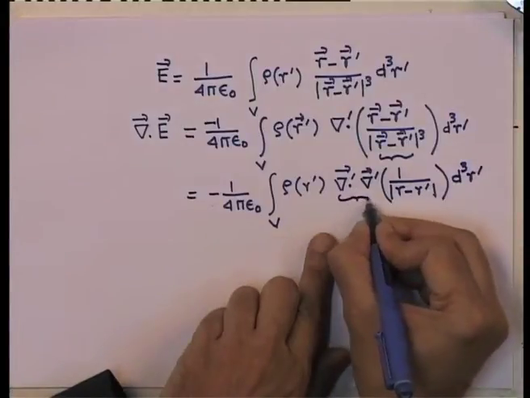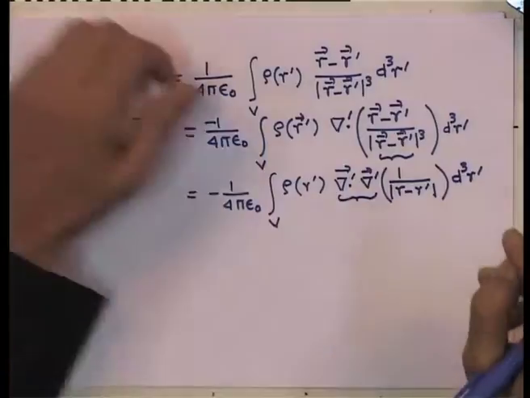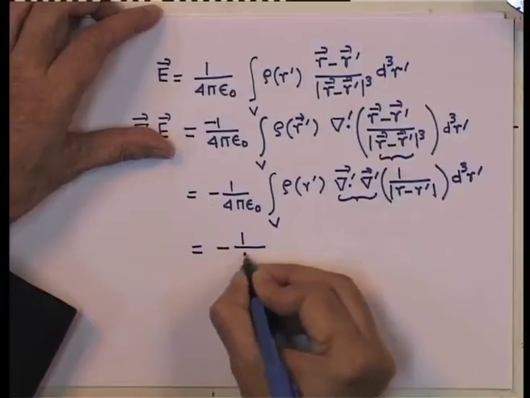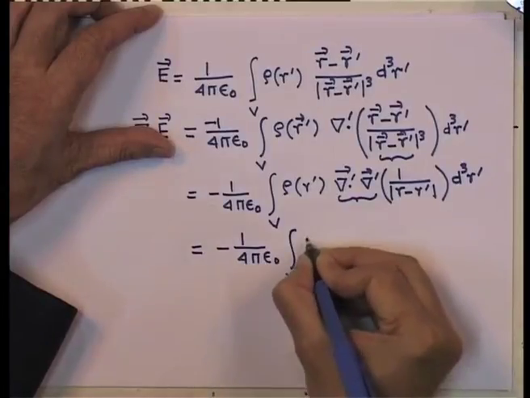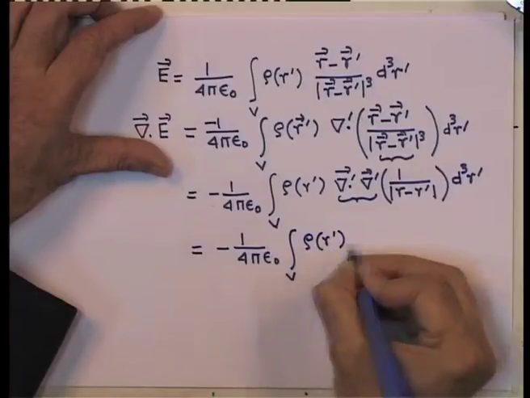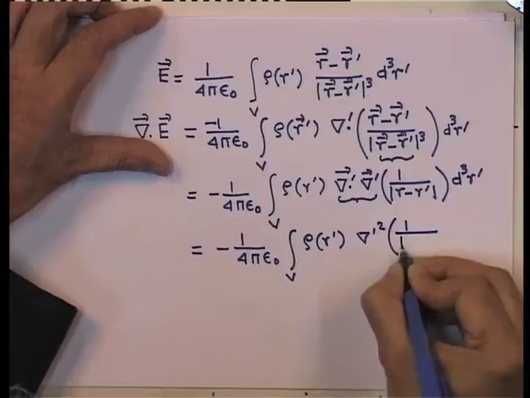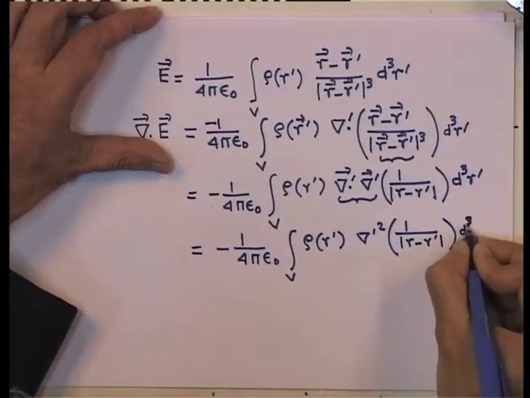But this is nothing but del prime square. So, this is equal to minus 1 over 4 pi epsilon 0, integral over the volume rho of r prime, del prime square of 1 over |r minus r prime|, dq prime.